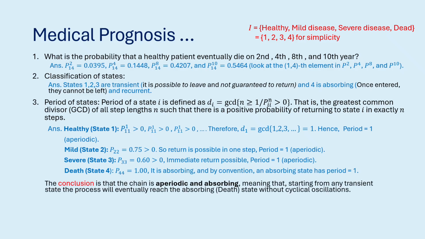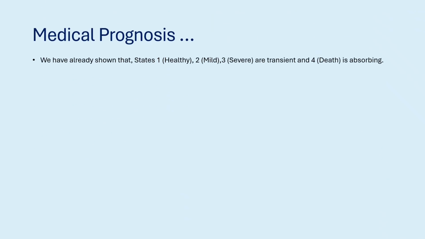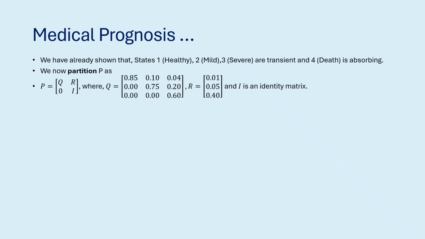So the conclusion is that the chain is aperiodic and absorbing, meaning that starting from any transient state, the process will eventually reach the absorbing state without cyclical fluctuations. So let's move on further. We now have to calculate some stationary probabilities and the number of steps required to reach the final state, like death and so on.